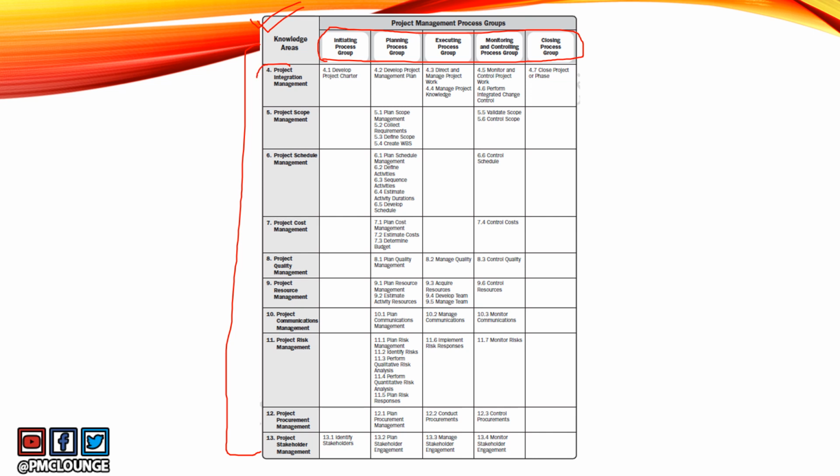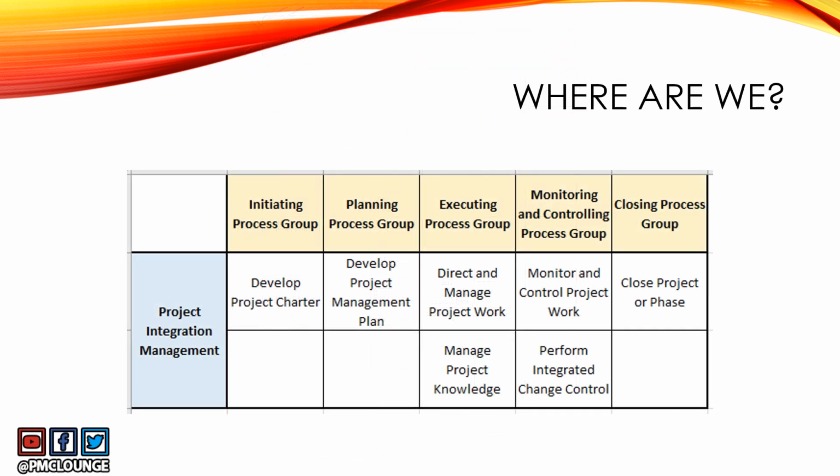So we are talking about integration management and you have 7 processes here. Let's zoom in on this to look into the individual processes. So these are the 7 processes of the project integration management knowledge area. You've got develop project charter, develop project management plan. You've got direct and manage project work, and this is a new process introduced in PMBOK 6, manage project knowledge. Then you've got monitor and control project work, perform integrated change control, and you've got close project or phase.